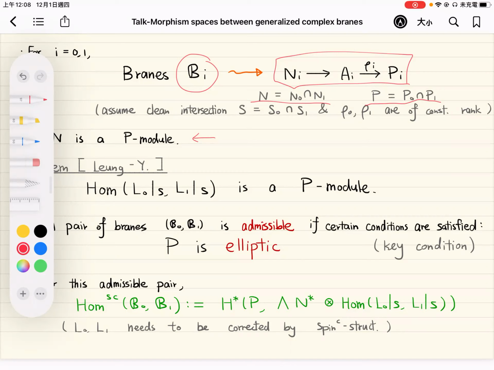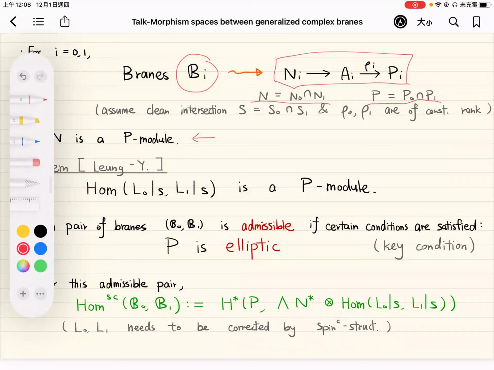So we try to define the notion of admissible pairs of branes by saying that we need to have the elliptic condition, the ellipticity of the intersection P. That's why I said for B models, we always have the ellipticity, because P0 and P1 are just the T^{0,1} of the first submanifold S1 and the T^{0,1} of the second submanifold. So we get the intersection as the anti-holomorphic tangent bundle of the intersection.